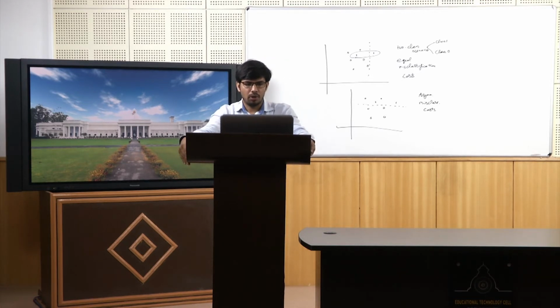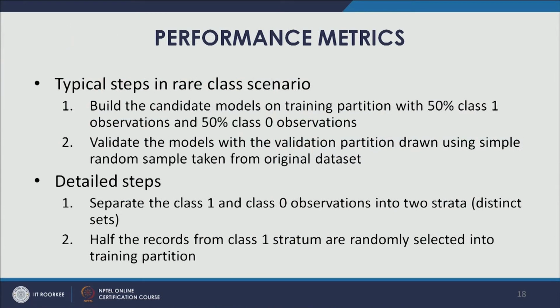Now we also talked about a few typical steps in a rare class scenario that are generally taken. As we discussed, we want an equal number of observations from both the classes, the same thing can be said of the training partition, with 50% class 1 observations and 50% class 0 observations. So, an equal number of observations.